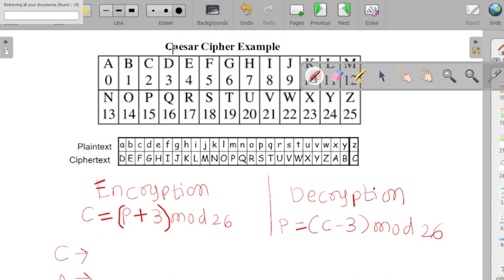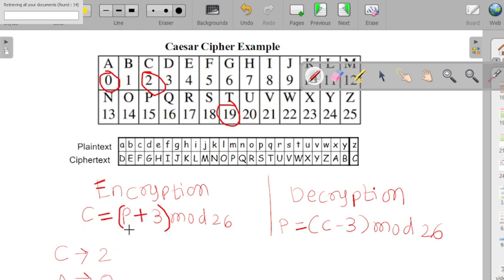So for the index, we are referring to this table. For C, we are taking the value 2. For A, we are taking the value 0. And for T, we will take the value 19. So write down all the indexes of the plaintext: 2, then 0, and then 19.